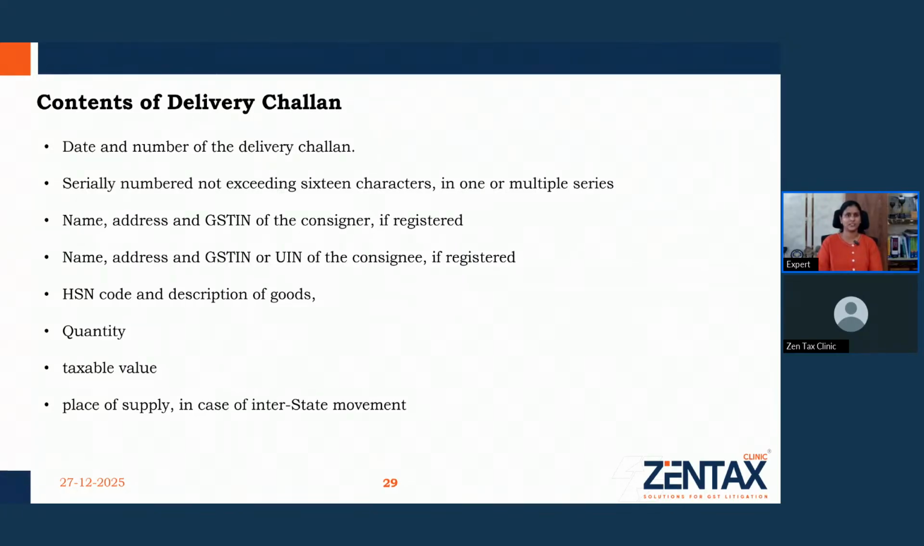HSN code and description of goods. Quantity, taxable value, and place of supply in case of interstate movement. So Rule 55 prescribes what contents should be mentioned in the delivery challan. A principal who is sending their goods for job work needs to mandatorily mention all these details in the delivery challan, and only thereafter shall they send the goods to the job worker.